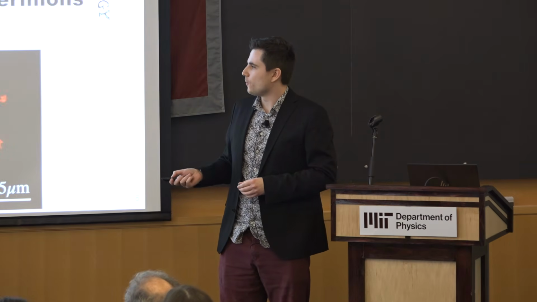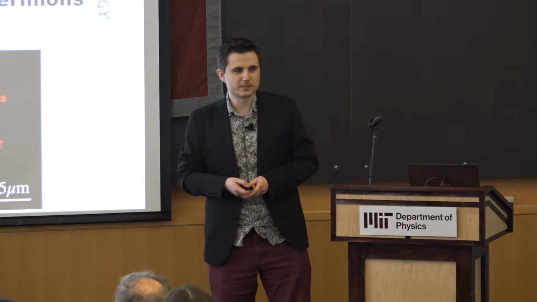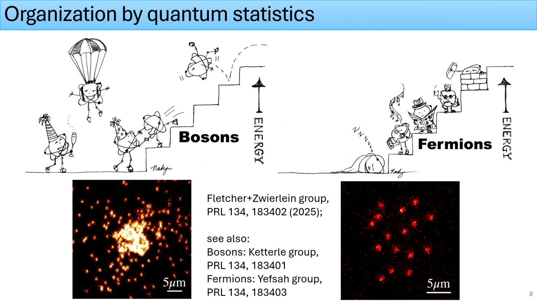So what does this fundamental property of fermions lead to, and bosons? It leads to organization on a macroscopic scale. What you can see here in a recent experiment by our group and also by Richard Fletcher's group is that these bosons really like to bunch up. We can trap them in space, and we can take a picture with a high-resolution microscope objective.